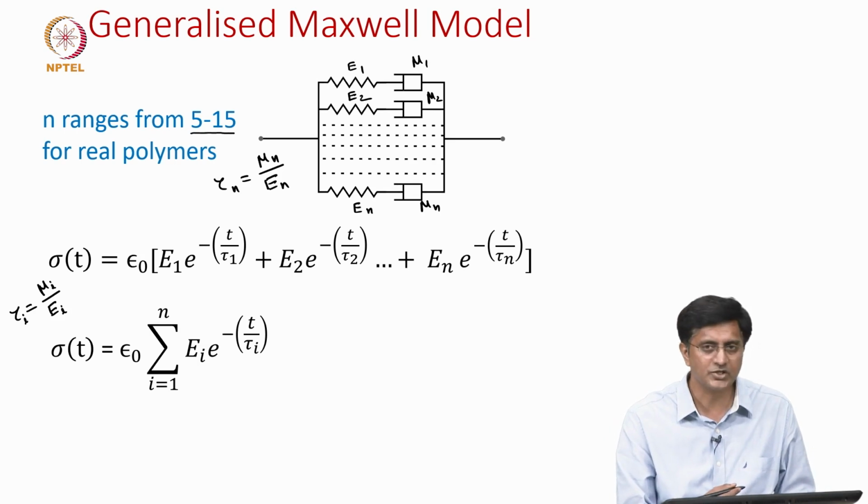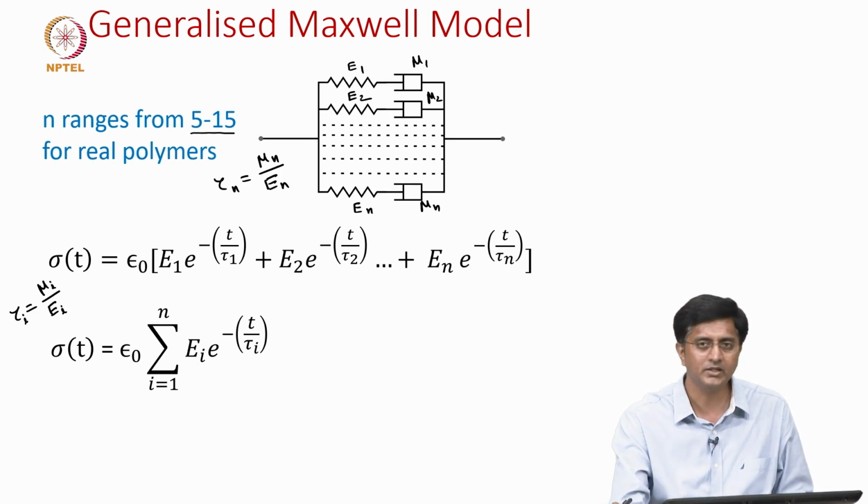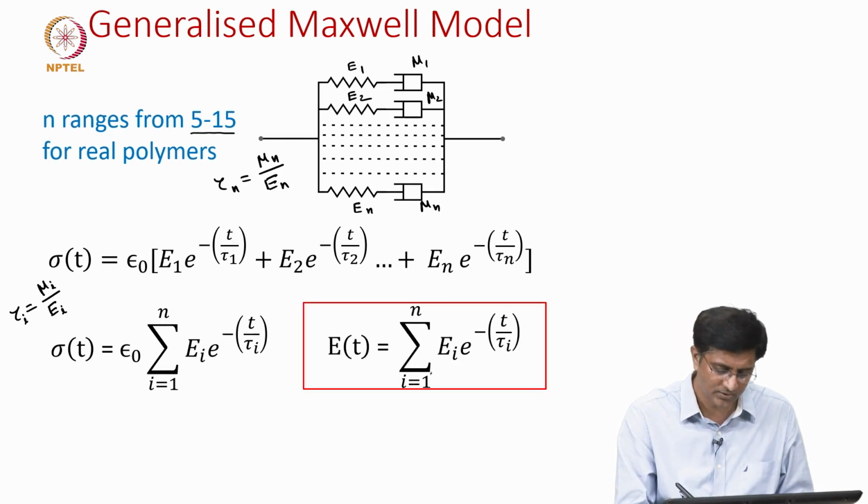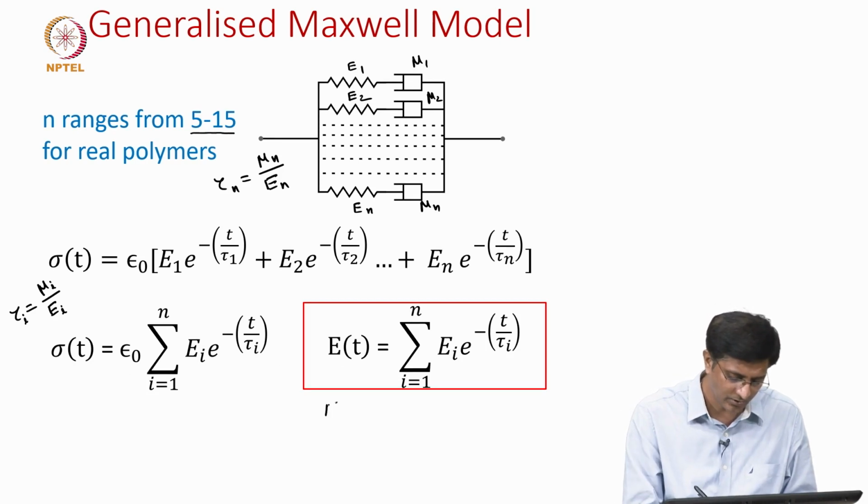From this stress response, we should be able to write the relaxation modulus, E of t, times the summation. We simply removed this epsilon naught because E of t is simply sigma t by epsilon naught.